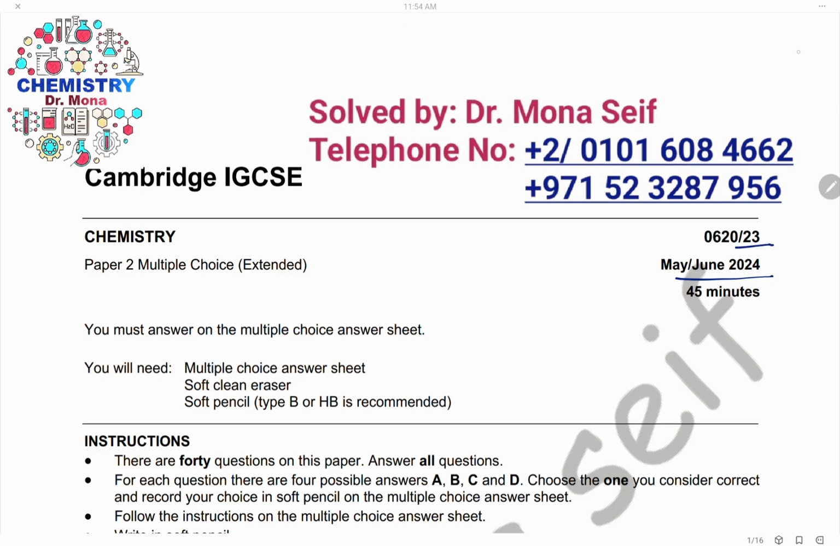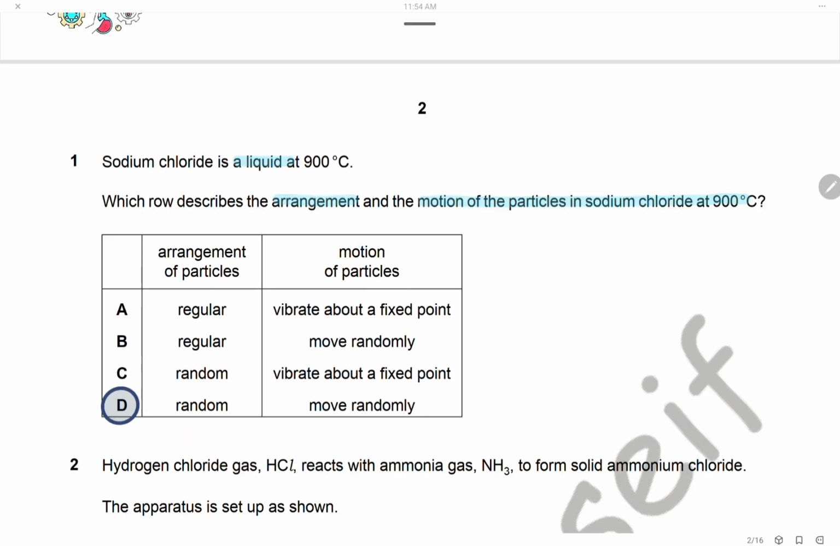So let's start it. Question 1. Sodium chloride is liquid at 900 degrees Celsius. Which row describes the arrangement and the motion of particles of sodium chloride at 900? Of course, at 900, sodium chloride is a liquid, so the arrangement of particles will be random. It will not be regular. Regular is only for solids. And for the motion of particles, the particles move past each other in a random way, so the motion will also be random, and the answer is D.